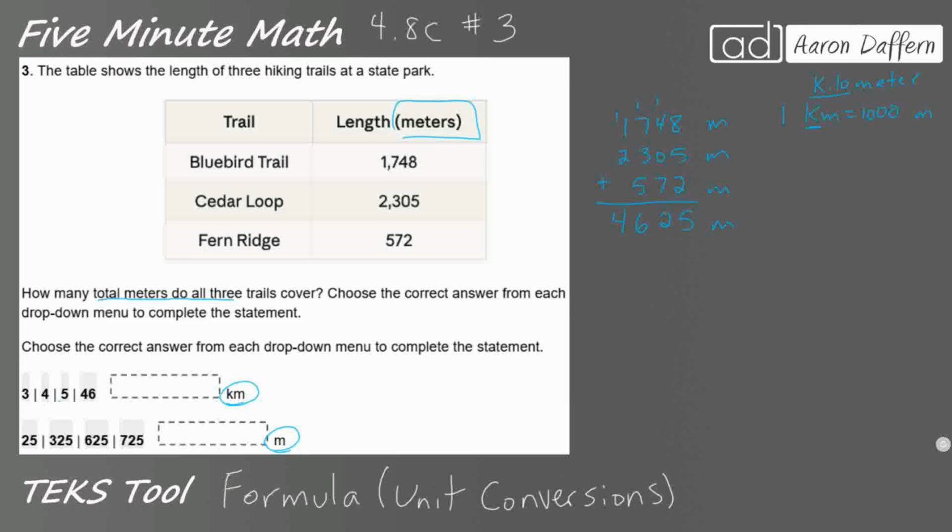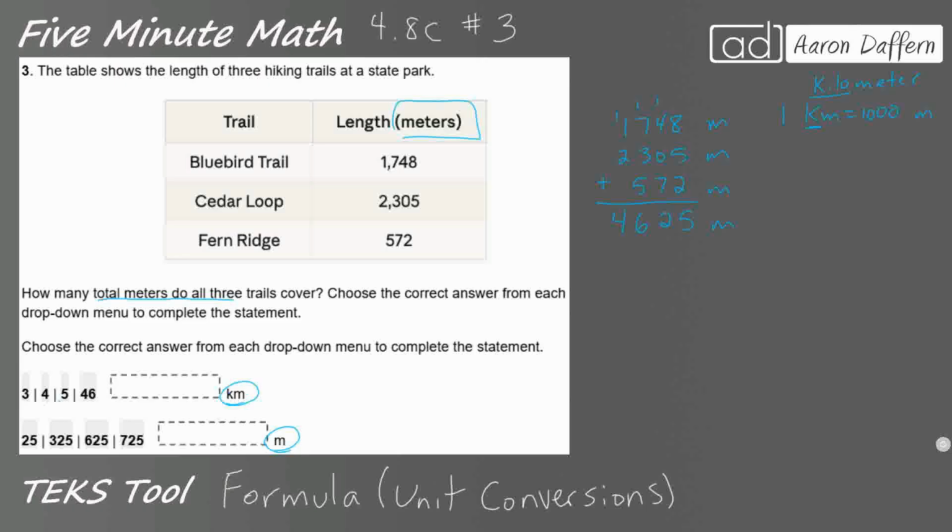Because, take a look at this, 4,625 meters, definitely greater than 1,000 meters. So we're going to take some of these meters and we're going to repurpose it and reimagine it as kilometers. There's a few different ways you can do this, and if you see straight to the answer, that's fine. But let's kind of do it the slow way.